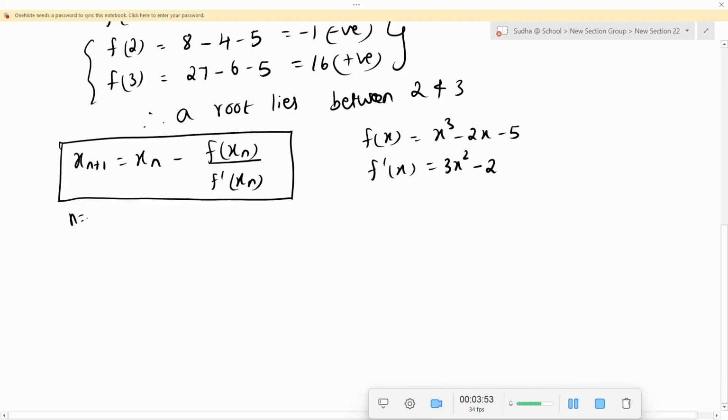We put n equal to 0 in the Newton-Raphson formula, then we'll get the first iteration: x naught minus f of x naught divided by f dash of x naught. Here the x naught value is your choice. You can take the average, 2 plus 3 divided by 2, which is 2.5, or take 2 or 3. You can take any number between 2 and 3. So I am taking here x naught as 2.